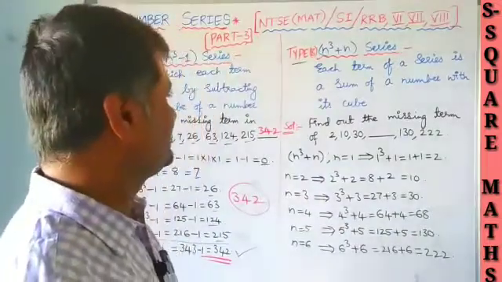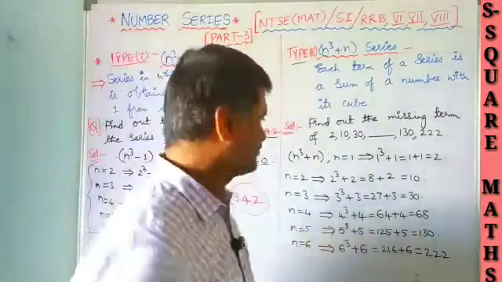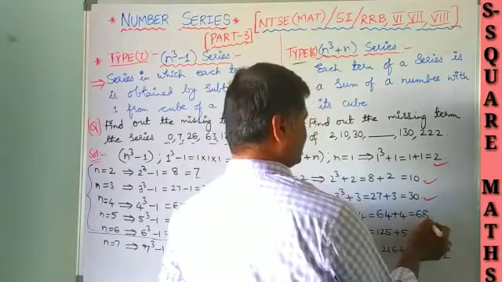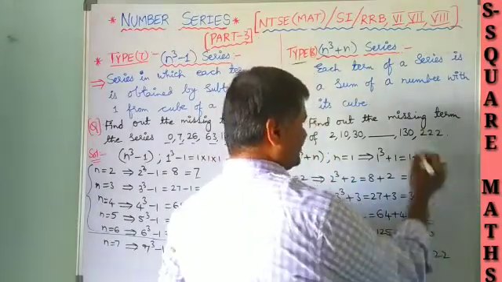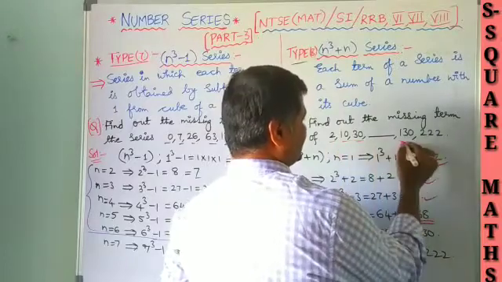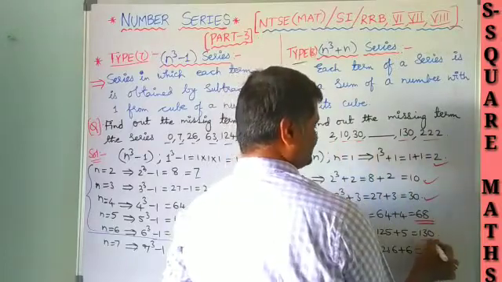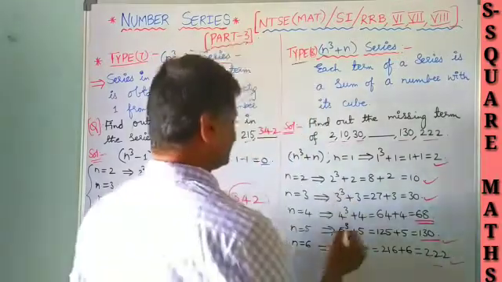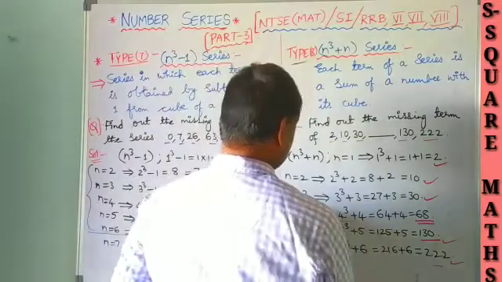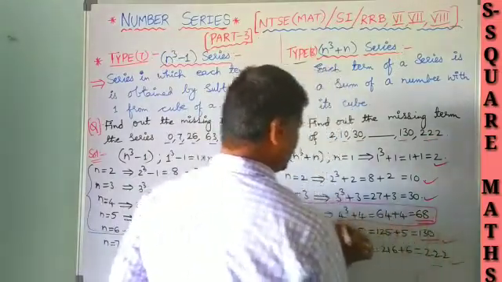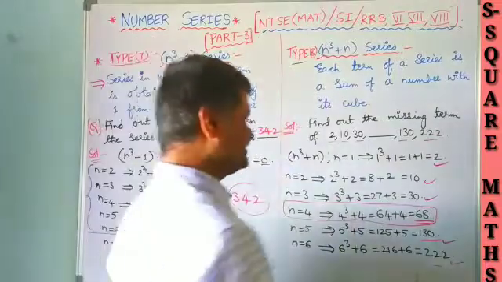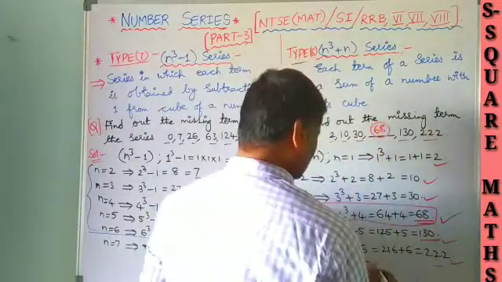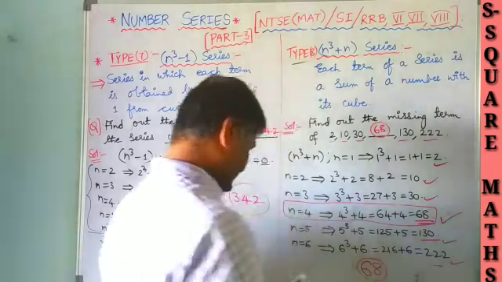If you observe carefully here, we got all the terms. So 2, 10, 30. Next, our missing term. Let us check the remaining. So 2, 10, 30 we got here, and we got 130 and 222 also. Hence the missing term: the given series is obtained by n is equal to 4 for n cube plus n. So 68 is our missing term. So hence our missing term is 68.